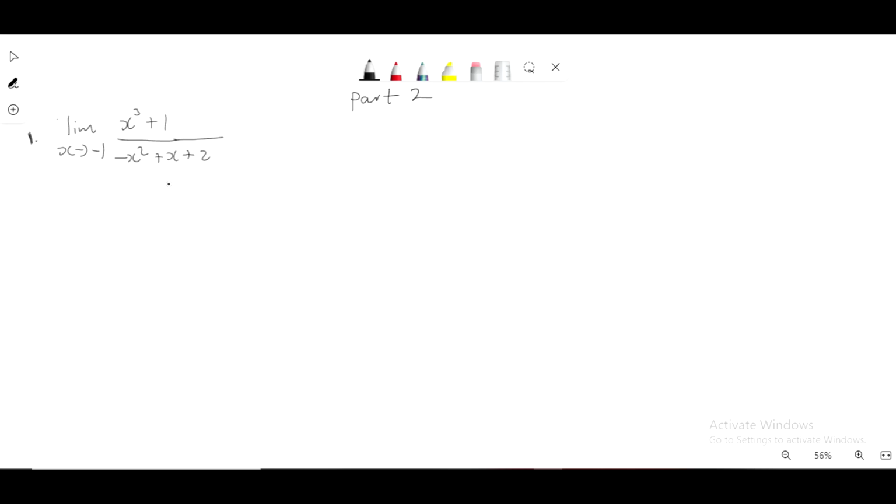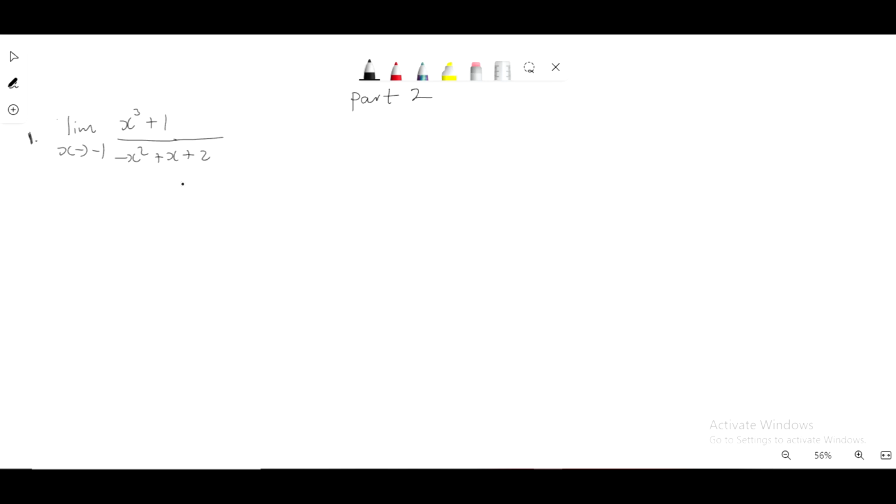So, let's check our problem here. If I substitute minus 1 here at the top, I will have minus 1 plus 1, right? So I'll have 0. What about at the bottom here? Here I'm going to have minus 1 as well. Even here I'll have minus 1. So minus 1 plus 2 is going to be 0. So I'll have 0 divided by 0.